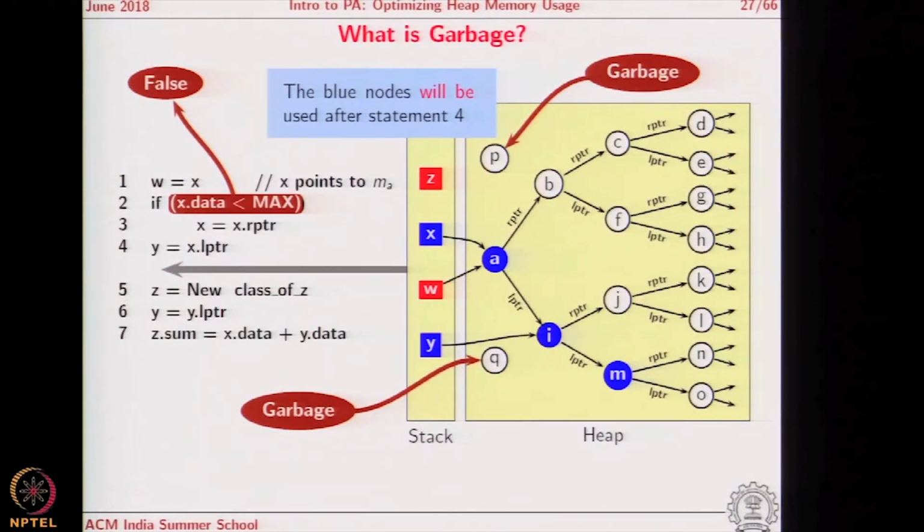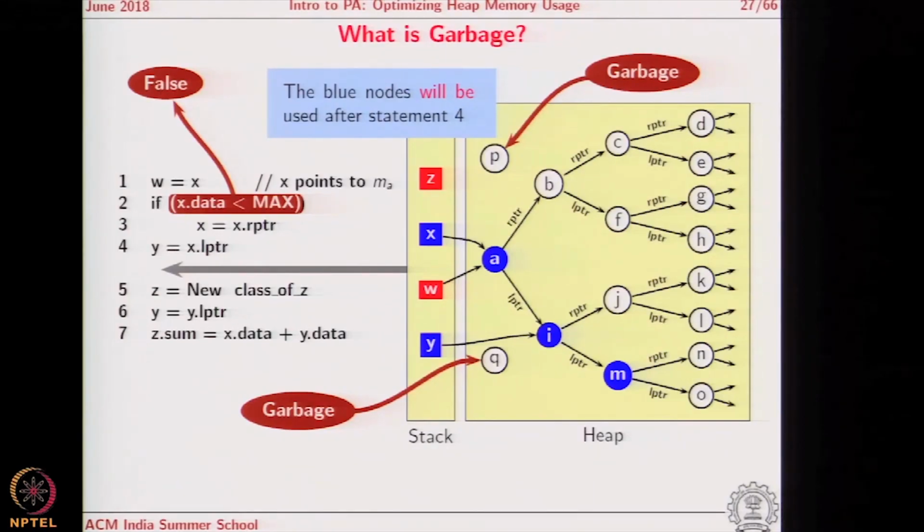If this condition is false, it means that x will continue to point to where w was, this assignment will not be executed, and we are going to access y, we are going to access y dot lptr. So, we are going to access this m, and then we are going to access x and y. So, blue nodes are the nodes that are used by the program, rest of the nodes are not used by the program. Of course, it is under the assumption that this condition is false.